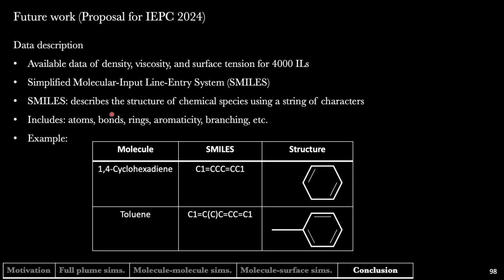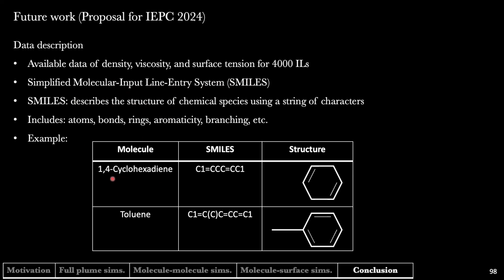So first, I'm going to talk about the data description. Currently, we have data of density, viscosity, and surface tension for about 4,000 ionic liquids. And these data are represented with the simplified molecular input line entry system called SMILES. And the SMILES describes the structure of the chemical species using a string of characters. It includes atoms, bonds, rings, aromaticity, etc.